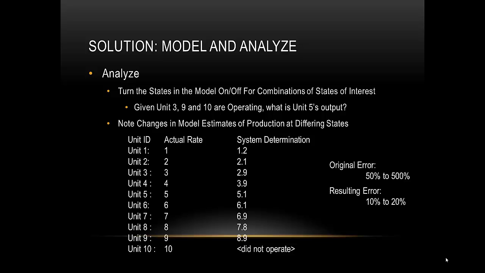Now in the beginning we had 50 to 500% error. 500% error means that unit 1's production was injected with as much as 5 times the unit rate error, and the system still figured out that it was about 1.2. So the resulting error in the determinations is about 10 to 20%, given the data set that was processed. And we have a reasonably good determination of what each unit actually produces.